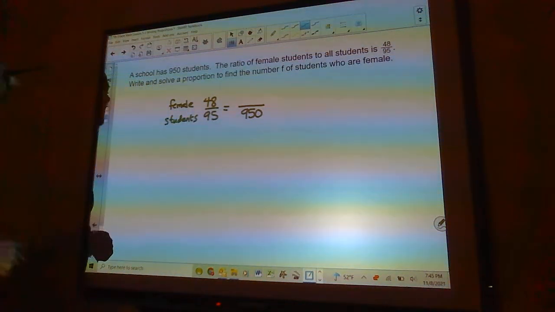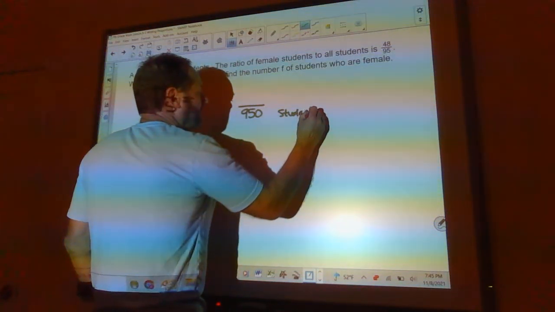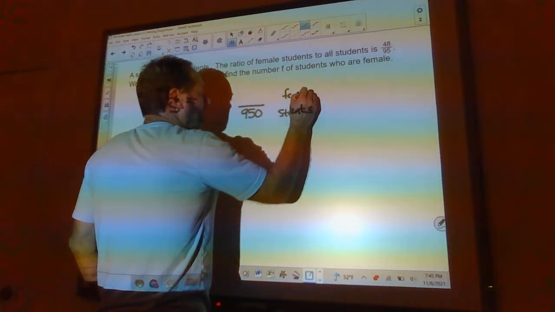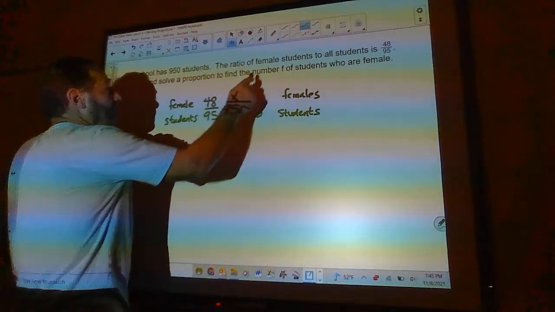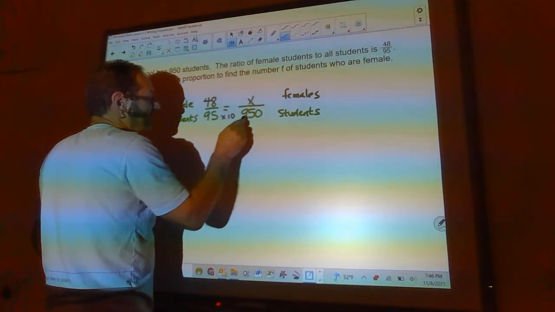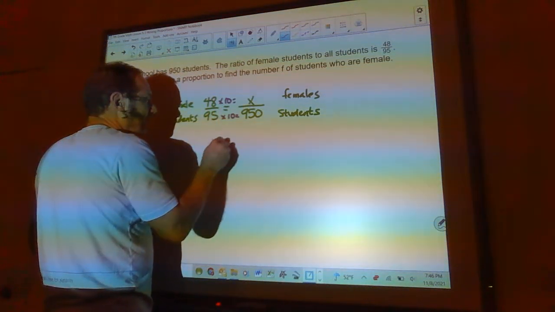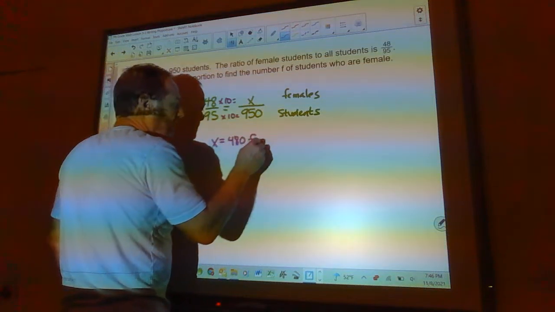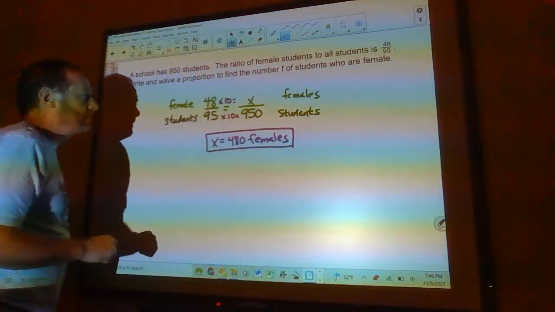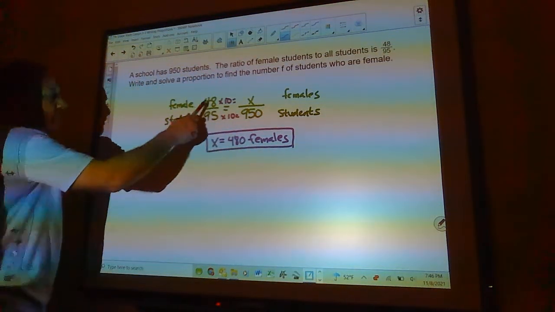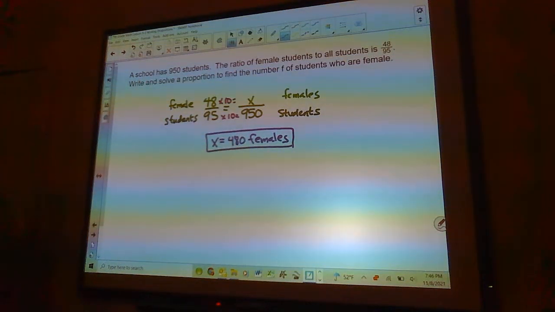So females 48 out of students 95. This is students here, and this would be females up here, and that's going to be x. Now you might be able to just look at this one and go, hey, 95 times 10 is 950, so 48 times 10 is going to be 480. Always give your units. I could take 48 times 950 and divide that by 95, but I would end up with 480 again.